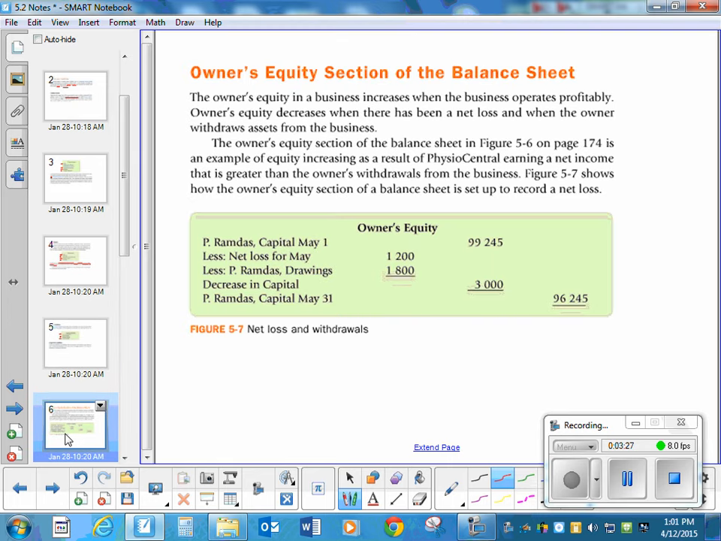Okay, we have actually already talked about this in previous sections, but just as a review for owner's equity, this is what your owner's equity section would look like now on your balance sheet. This is what you're starting with for your capital at the beginning of the month. Now this company had a loss, and they took out drawings. This is the total of these two here. And then to get your final capital, you would subtract those two because those amounts are both being taken off.